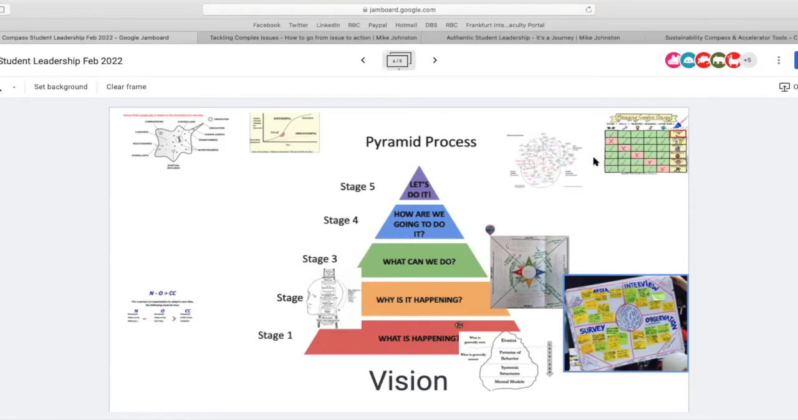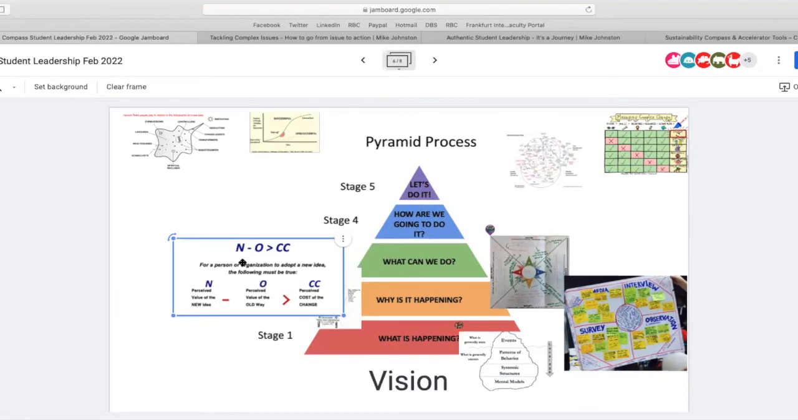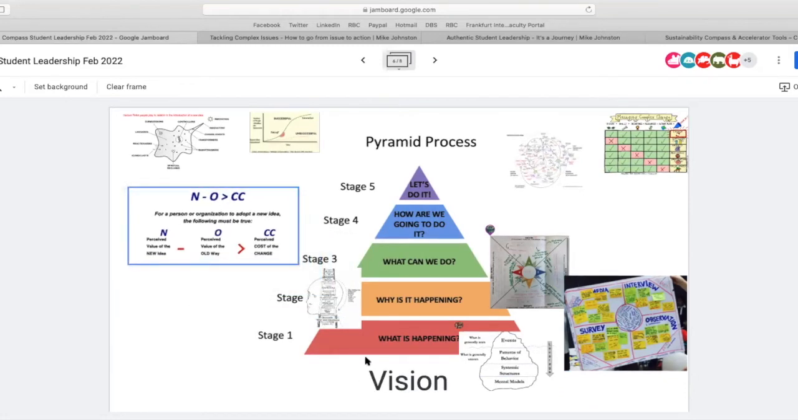So if you're not sure what Gilman's equation is and how you might use it, take a Compass course. It's super helpful. Love it. If you're going to make a change, the perceived value of the new idea minus the perceived value of the old way must be greater than the perceived cost of the change. Why do you think student leaders get frustrated when they implement something and then come back to you saying, nobody did it, nobody came? Well, what are you trying to change? Are you trying to change a system? Are you changing the way people think? Because really, those are the only two things you can change.